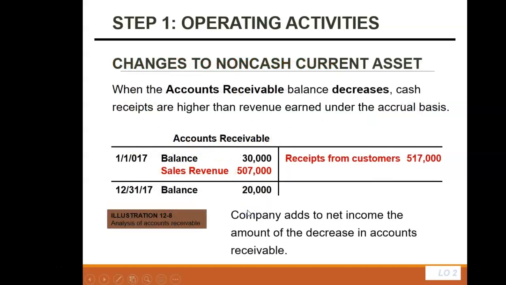Okay? We'll now take a look at our changes in our non-cash current assets. Again, the key word being non-cash current assets, such as accounts receivable. From the comparative balance sheet, it showed the beginning balance, which was $30,000, and the ending balance, which is $20,000. So we can see that the accounts receivable account decreased by $10,000 during the course of the accounting period.